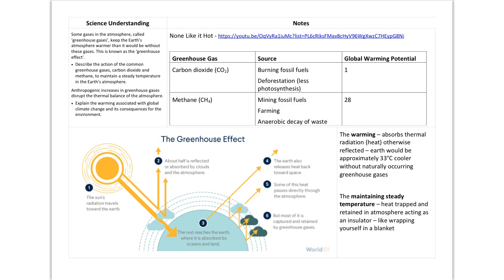In this column here, if we use carbon dioxide as a reference of 1, methane is about 28 times more powerful or a stronger global warming agent than carbon dioxide. So while there isn't as much methane, it's 28 times, if you like, more powerful, so it can have a significant effect. So what is the greenhouse effect?